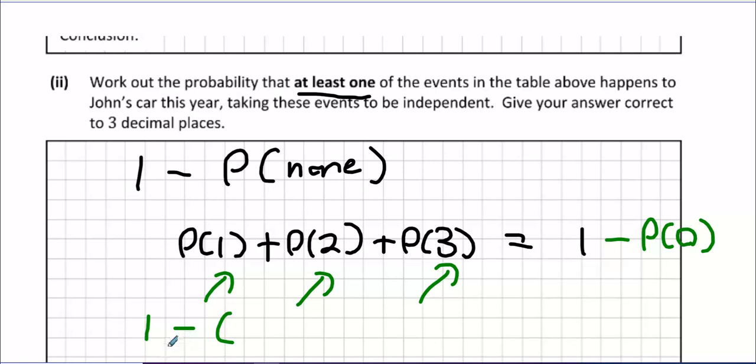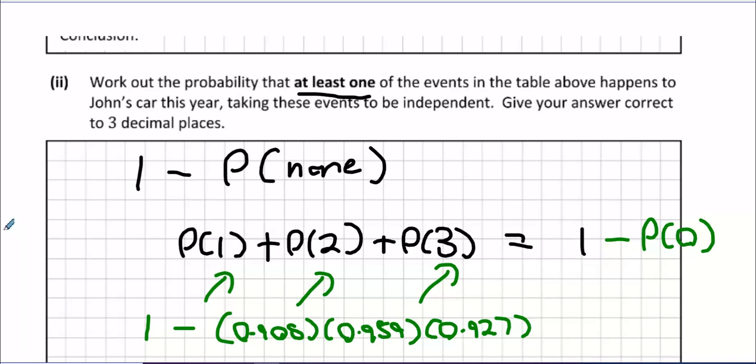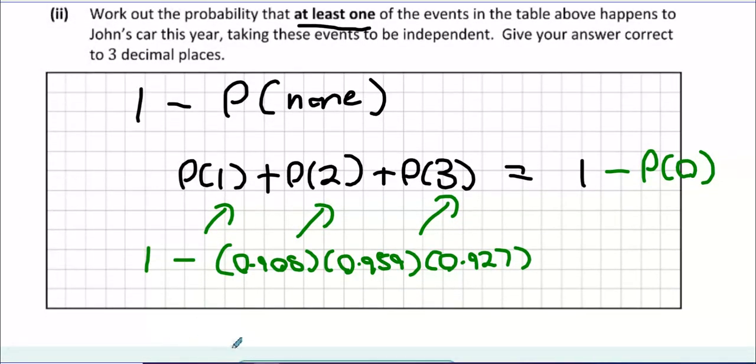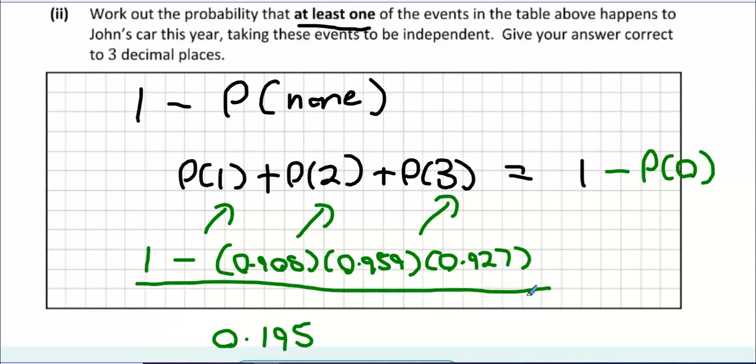So it's 0.905 by 0.959 by 0.927. And you're going to multiply all them out. And what you're going to get is an answer of 0.195 to 3 decimal places. I'm putting the whole thing into my calculator. Okay? And that was worth 10 marks.